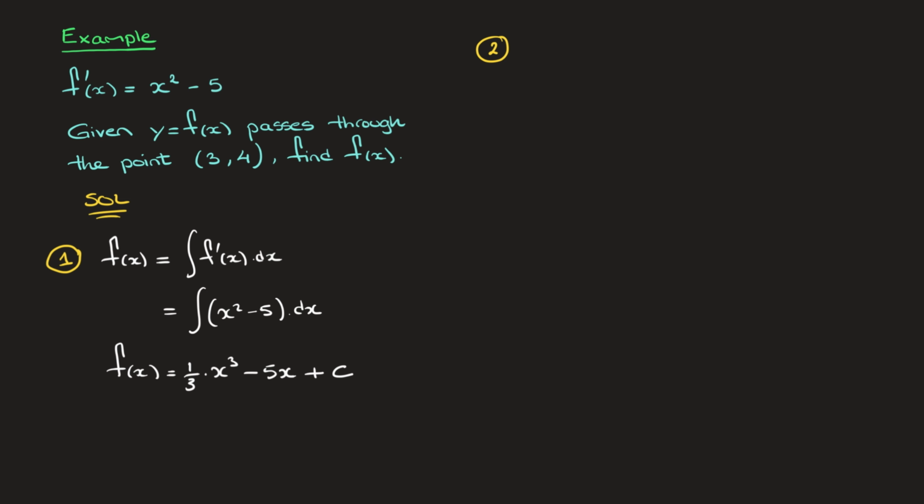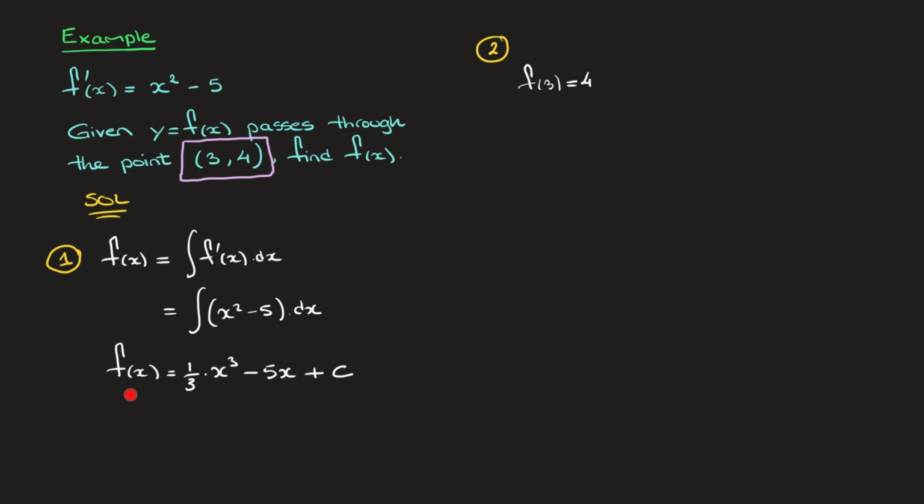Now in step 2, we need to find a particular value for this constant of integration c. And to do that, we need to use the bit of information that's given to us in the question. And that information is the boundary condition, and it's the point through which we know f of x has to pass. So in this case, the point with coordinates (3, 4). And here's how that works. Since we know that y equals f of x passes through this point, that tells us that if we replace every single x we have inside f of x by 3, the result has to equal 4. In other words, we know that f of 3 equals 4.